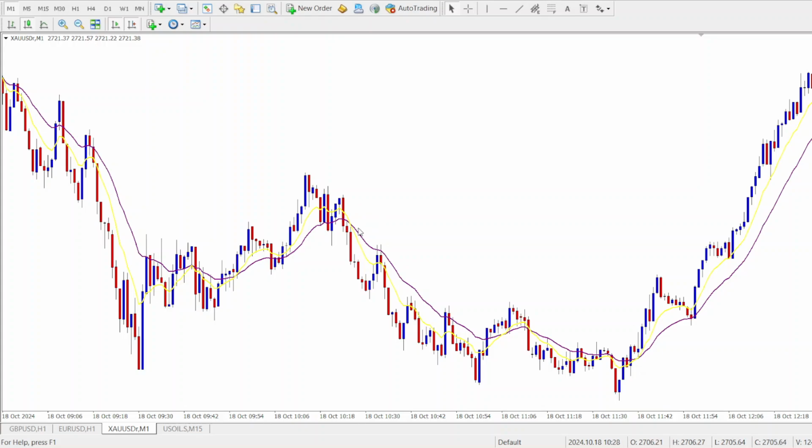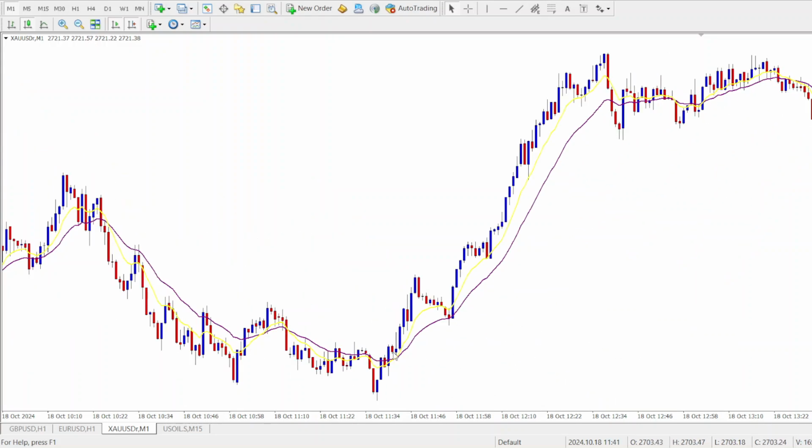So for this crossover, you can sell around here. You can set your stop loss above the previous swing high. Take profit can be at the nearest support zone. For your buy, you can enter after the crossover. Set your stop loss below the previous swing low. Take profit could be at the nearest resistance zone. Perhaps somewhere around here.